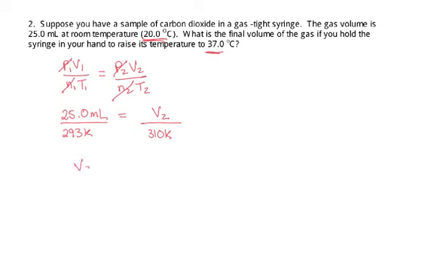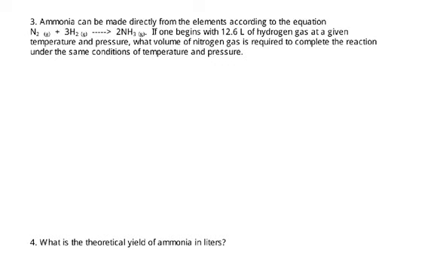So then we can solve for V2. V2 is going to be equal to 26.5 milliliters. This is the combined gas law, but basically we solved it when we crossed out pressure and amount. That would be Charles' law. So you could have used just Charles' law, or we could use the combined gas law and cross out whatever we have that's constant. Let's look at number 3.